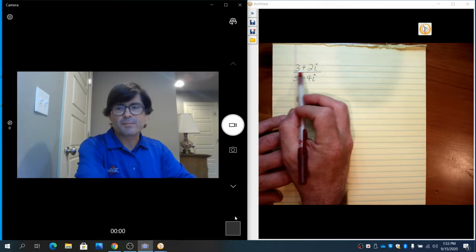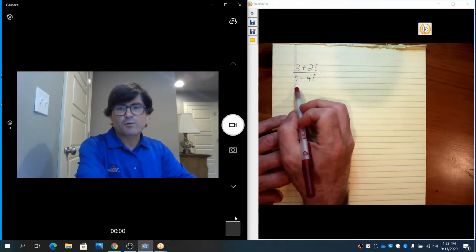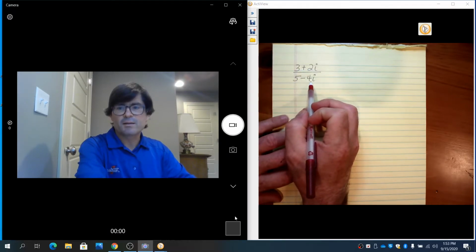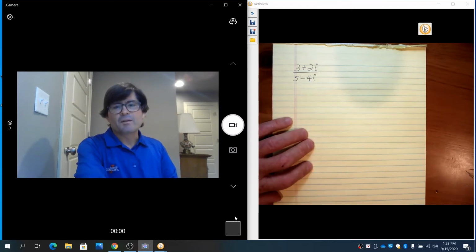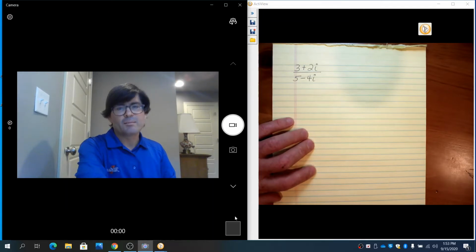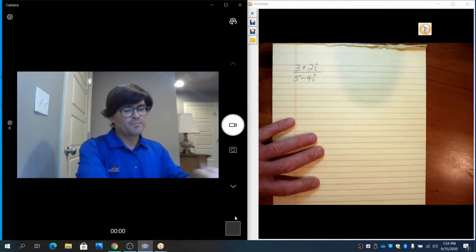It has a real and an imaginary part. 5 minus 4i is also a complex number. It has a real and an imaginary part. The key in dividing complex numbers or imaginary numbers is to remember that you are not allowed to have an i left at the bottom of the fraction when you're done. So there's a certain trick we use to make this happen.